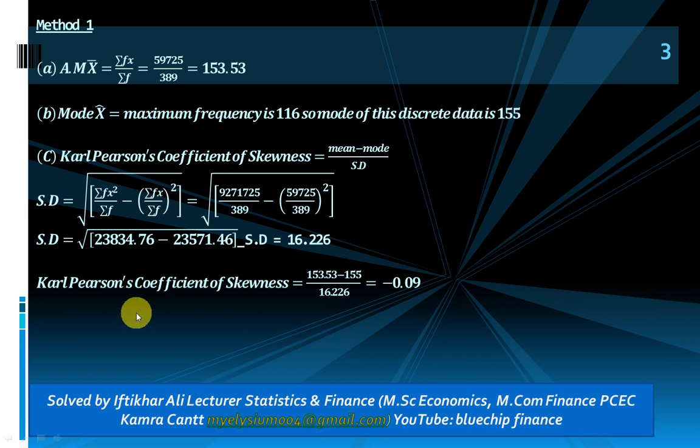Finally we put all these values into the formula of Pearson's coefficient of skewness: 153.53 minus 155 divided by 16.226, and the skewness indicates negative skewness in the data, minus 0.09.